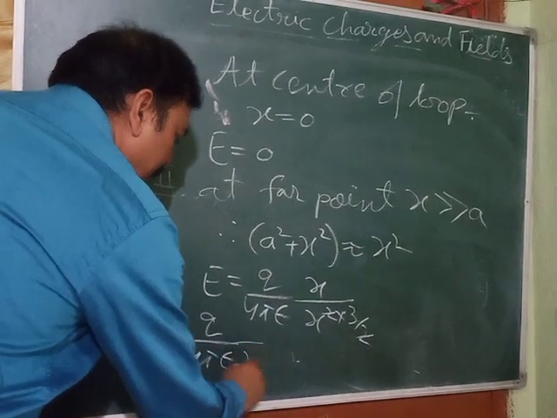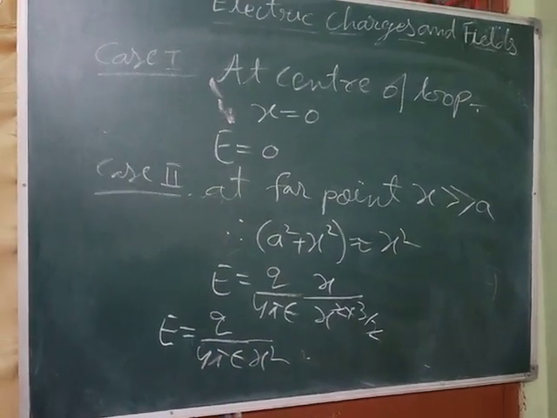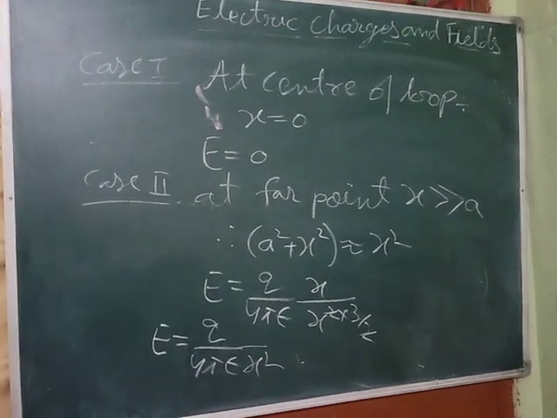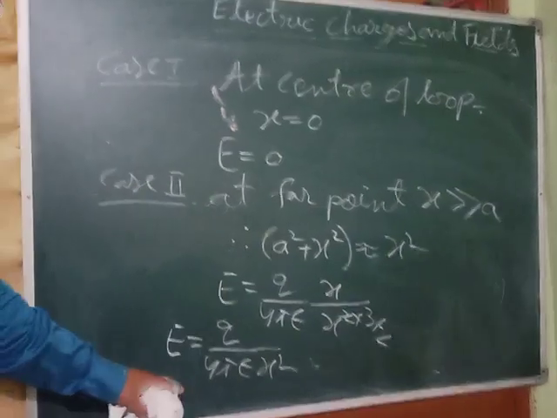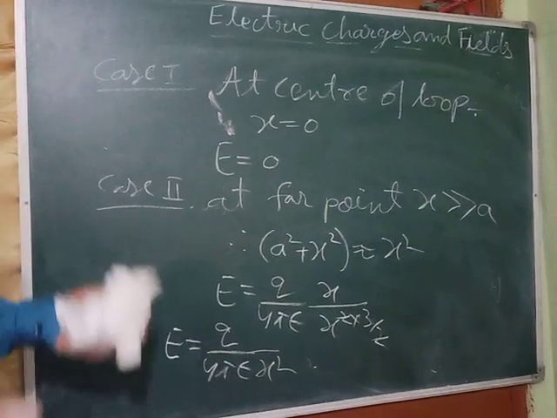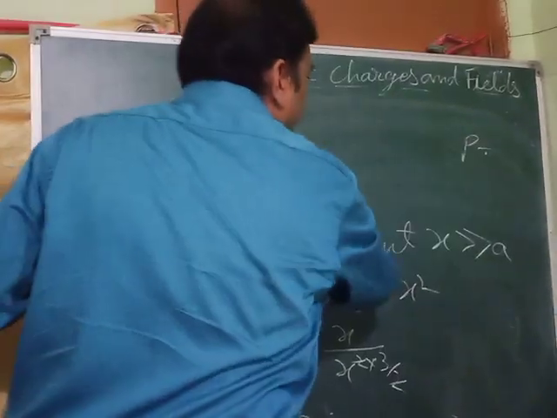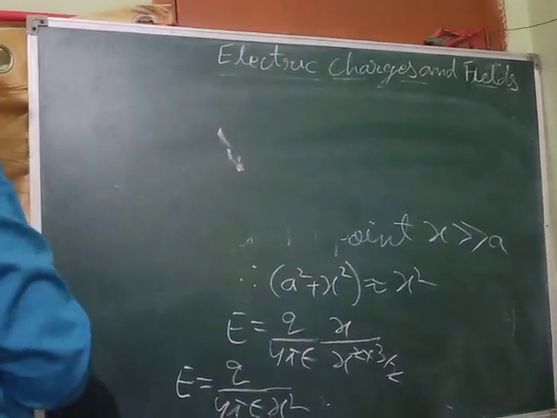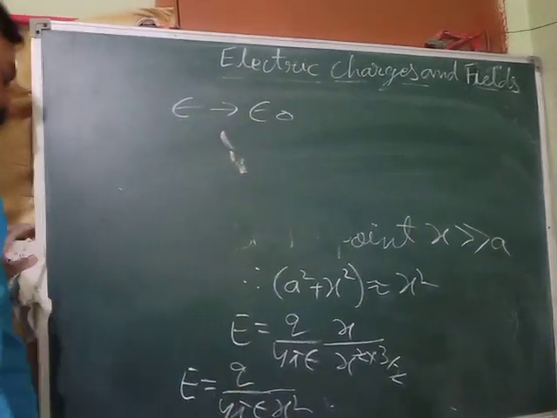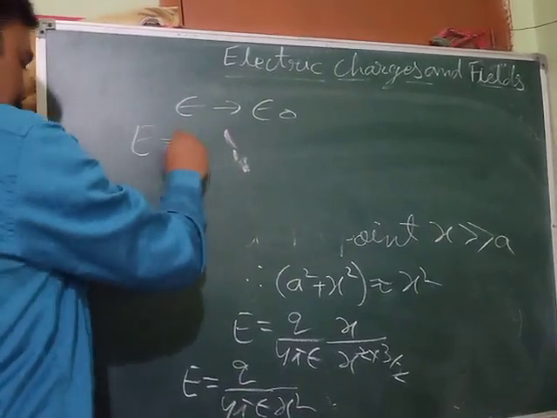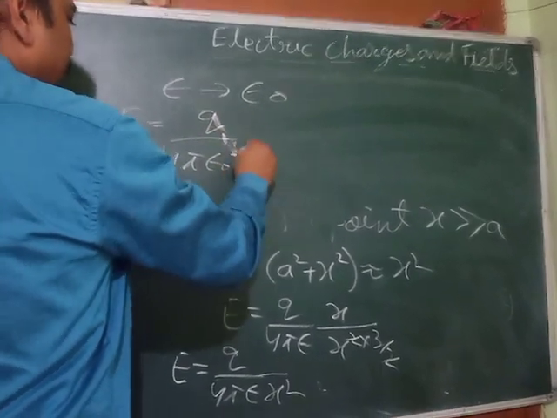That means we will get E is equal to Q by 4 pi epsilon x square. That's what you will get. You can see here I have used epsilon. I have adopted the general way. If it is the case of free space, then everywhere you can replace this epsilon by epsilon naught for free space. So what will you get here in this case? Q by 4 pi epsilon naught r square.